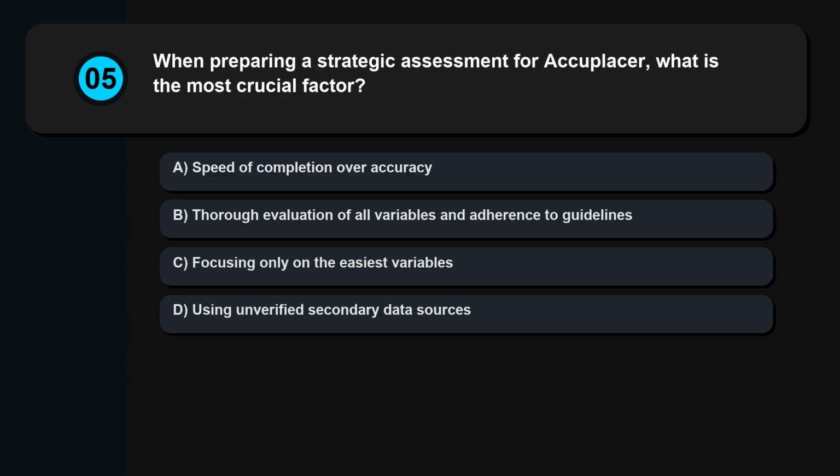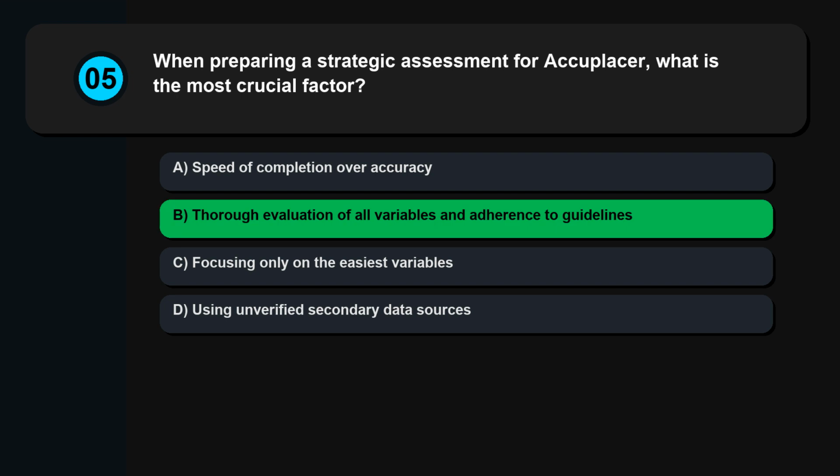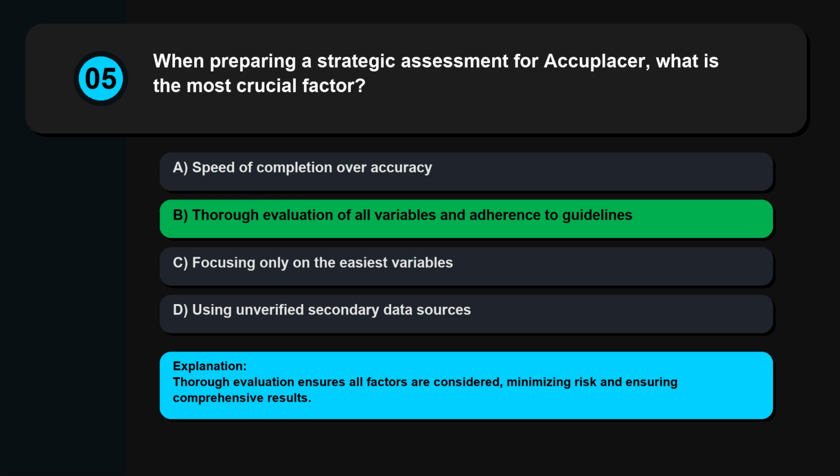Question 5. When preparing a strategic assessment for AccuPlacer, what is the most crucial factor? Speed of completion over accuracy, thorough evaluation of all variables and adherence to guidelines, focusing only on the easiest variables, using unverified secondary data sources. Thorough evaluation ensures all factors are considered, minimizing risk and ensuring comprehensive results.